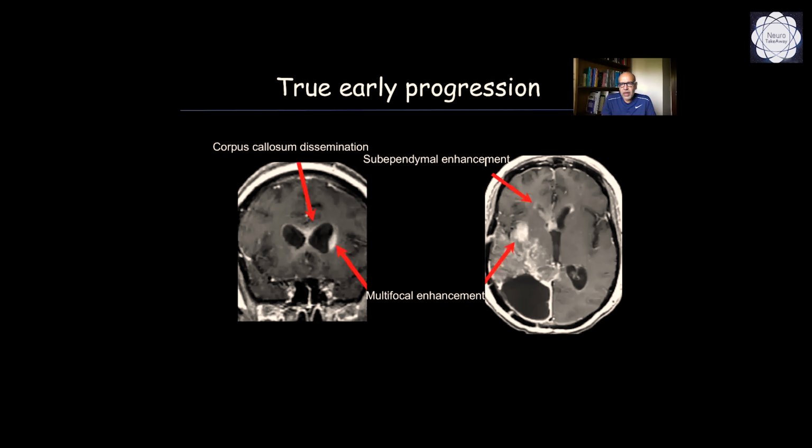There are some true early progression signs that we have to know. For example, the involvement of the corpus callosum, the subependymal enhancement, or the multifocal enhancement are typical findings of true early progression.